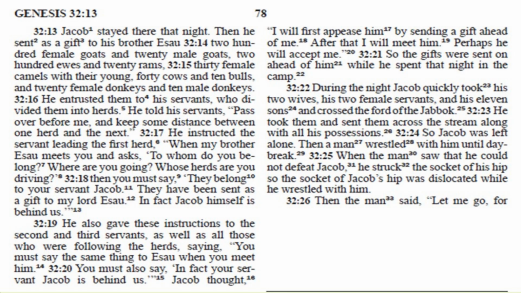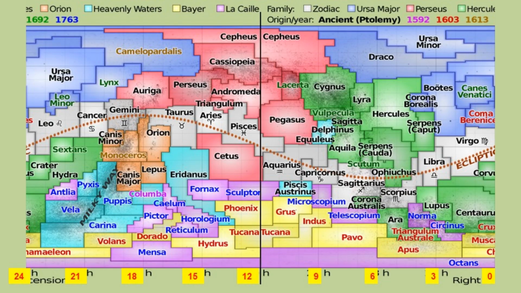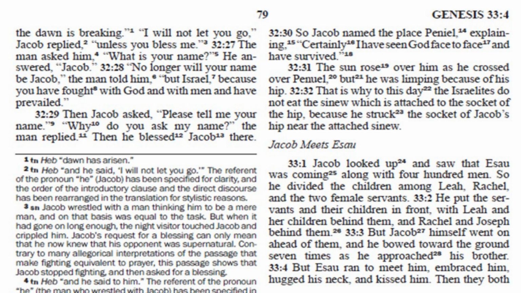The mentioning of dawn in verse number 24 and 26 indicates that the constellation Hercules is positioned at 6 hours, and it confirms that the modified constellation map is correct. Chapter number 33 mentions the details of the meeting of Jacob with Esau. To understand these details, first we have to know who Esau is.